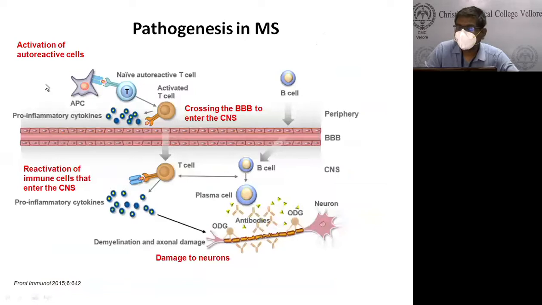So this is a brief pathogenesis of MS. You have both T cells as well as B cells. The T cells get activated in the periphery by the presence of antigen presenting cells. They get activated, they release pro-inflammatory cytokines, and they cross the blood-brain barrier. In addition, the B cells also cross the blood-brain barrier. Inside the intrathecal compartment, the CNS, these cells get reactivated. They again produce a lot of cytokines. The B cells go on to form plasma cells, which form antibodies which attack the oligodendroglia and the myelin, and eventually there is damage to neurons.